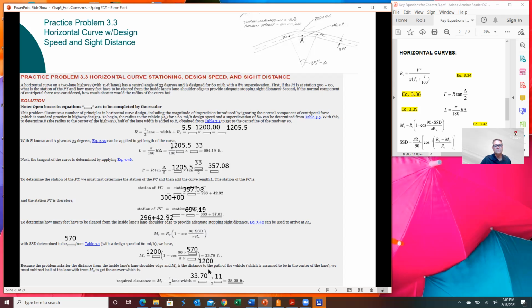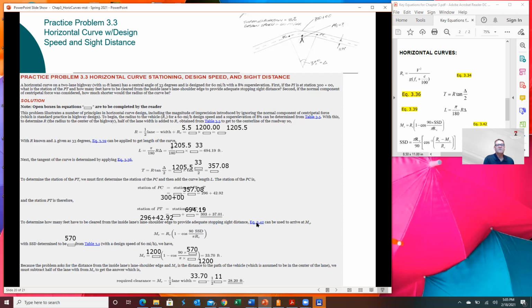and you end up with 28.2 feet. Even though it's important to understand that the obstruction is measured from the driver's eye, when you're actually building the road, sometimes what matters is the clearance from the edge of the roadway, just in terms of building the road out there. So that's why they ask it that way in this problem. But it's important to understand what exactly is being asked for when you calculate these problems.